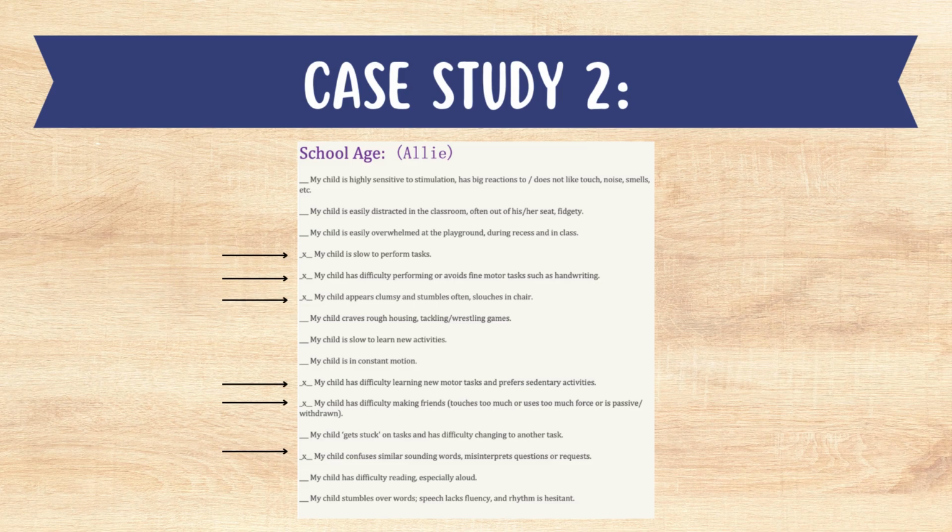From the STAR symptom checklist, we also notice she is slow to perform tasks and may slouch often, which was already mentioned. Handwriting is a big challenge for Allie, as well as learning new motor activities since she prefers sedentary activities. Her parents share that they are worried about her ability to make friends, so that makes sense why they check this as well. Lastly, her parents reported she confuses similar sounding words or may misinterpret questions or requests. What do you think the focus for Allie will be?